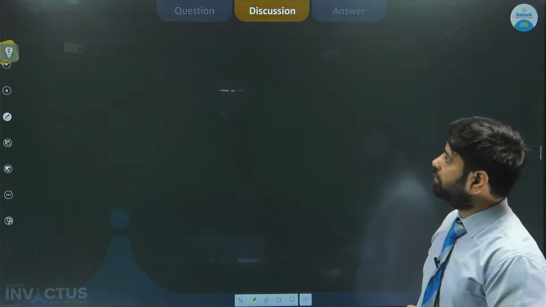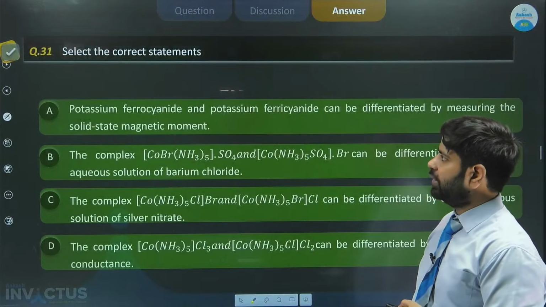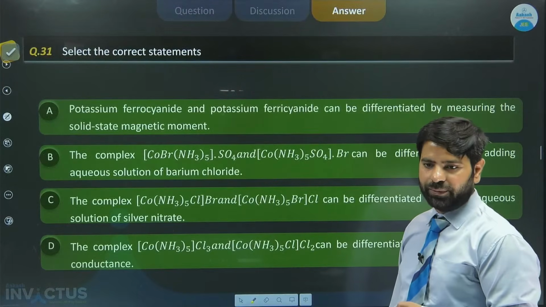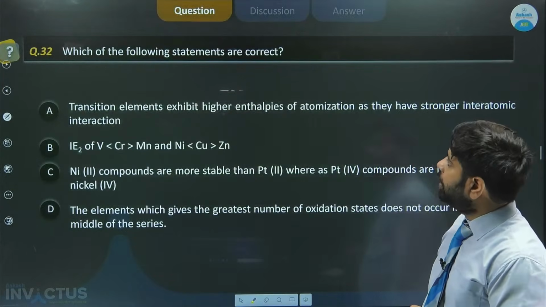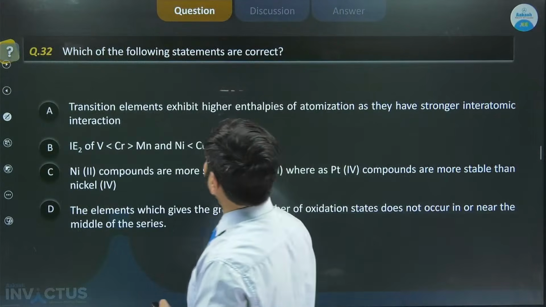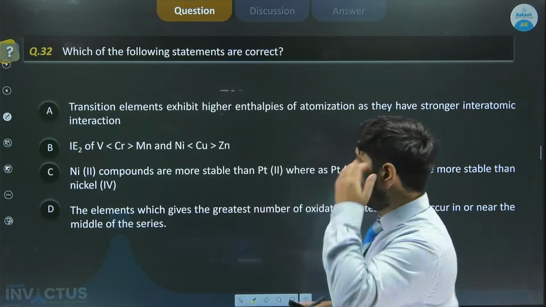Let's check the answer to this question. Options A, B, C, D are given. Next question, question number 32. Which of the following statements are correct?